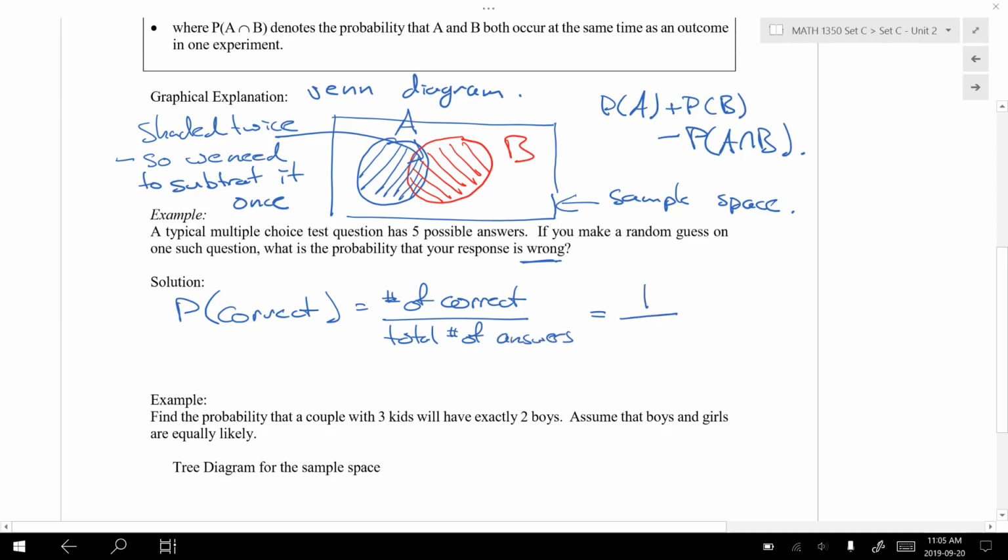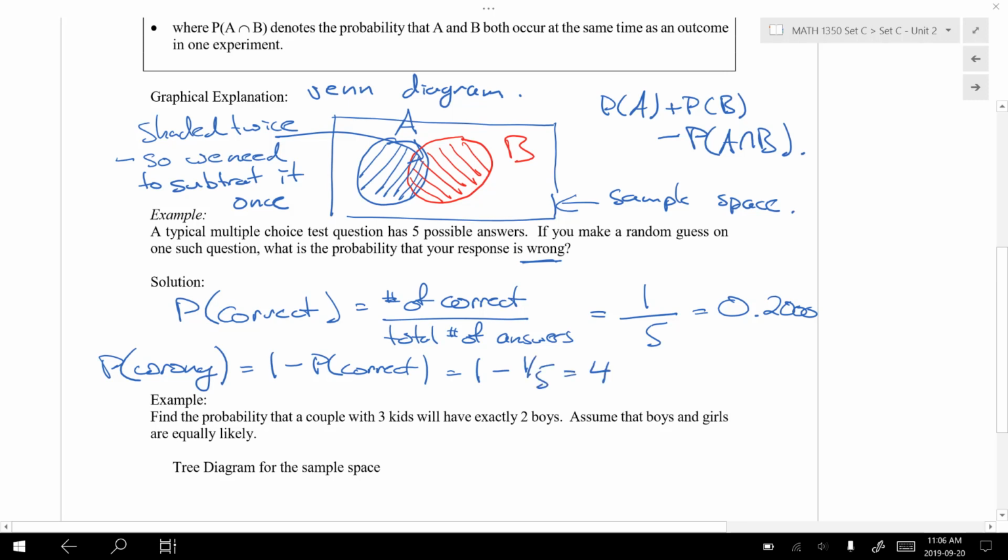There is only one right answer in this particular test question. There's 5 questions in total, so we're looking at about 20%. We could compute the probability of getting it wrong using the complement rule, so we could just take 1 minus p of the correct. So 1 minus a fifth, or 4/5.